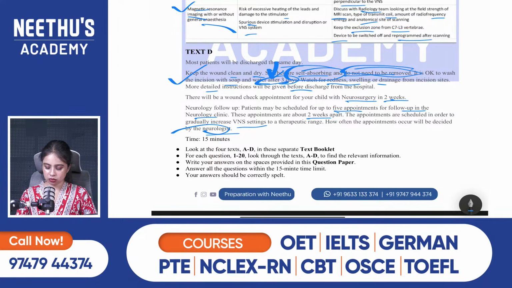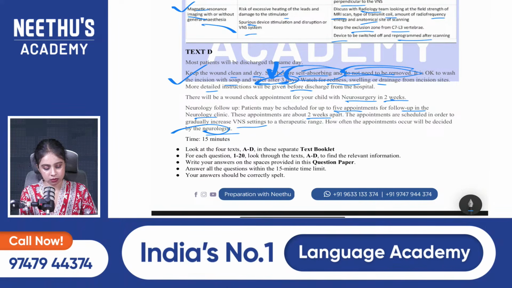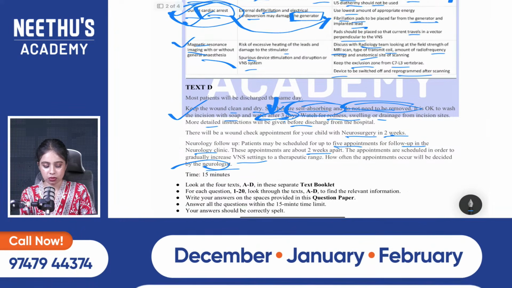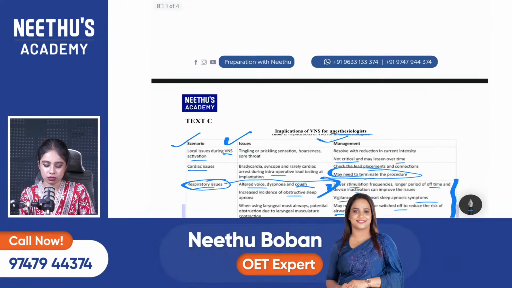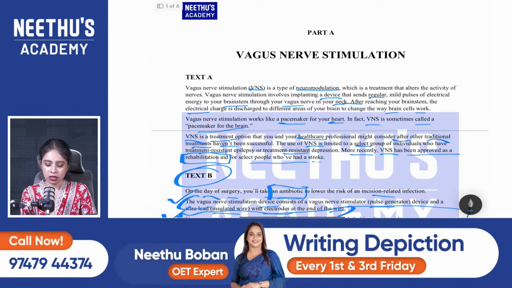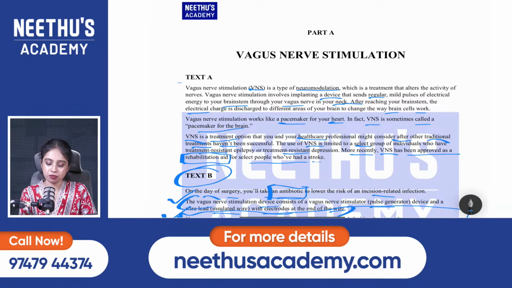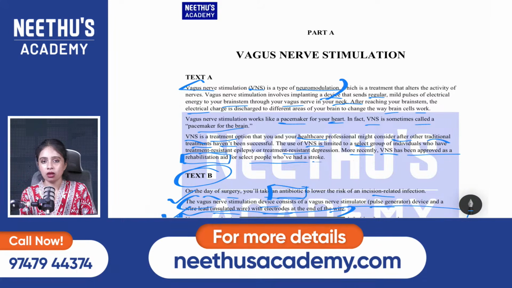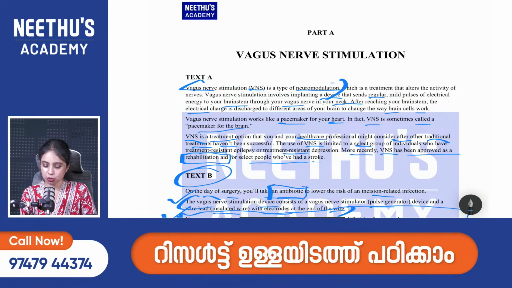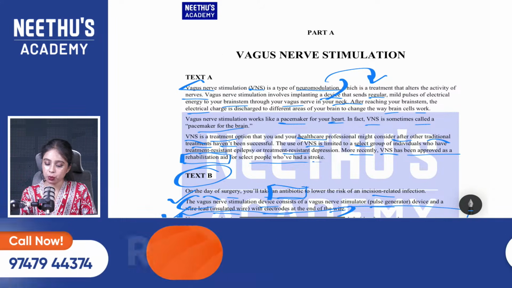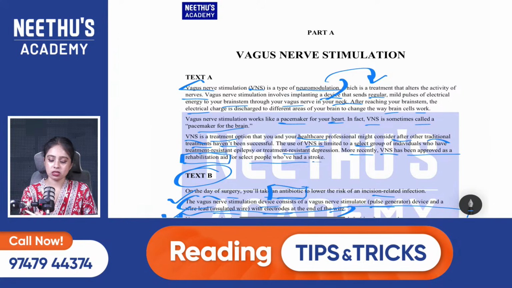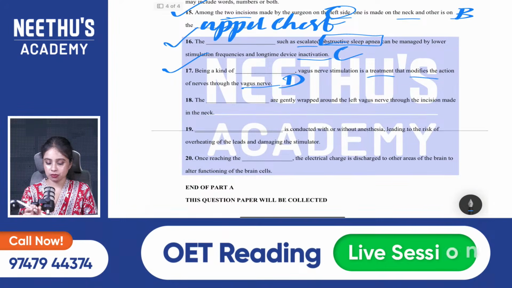Text D? Or text A? Or text B? Or text C? I don't think it's in text B. Or text C? Or text A? The answer is from text A, the first line. VNS is a type of neuromodulation, which is a treatment that alters the activity of nerves. What nerves? Vagus nerve. So the answer is neuromodulation. That is the right answer.